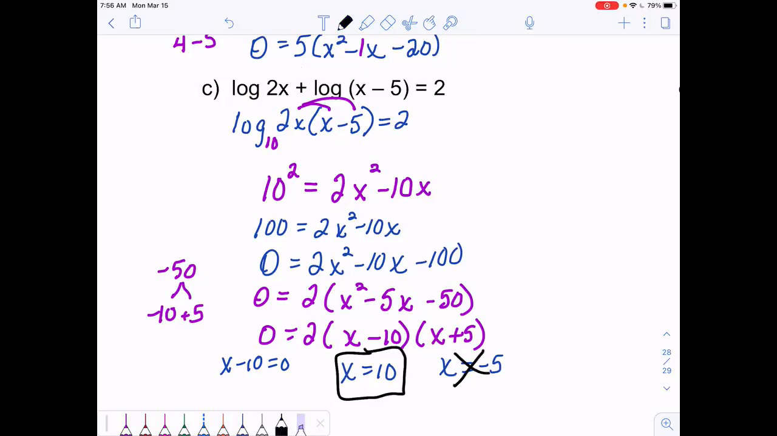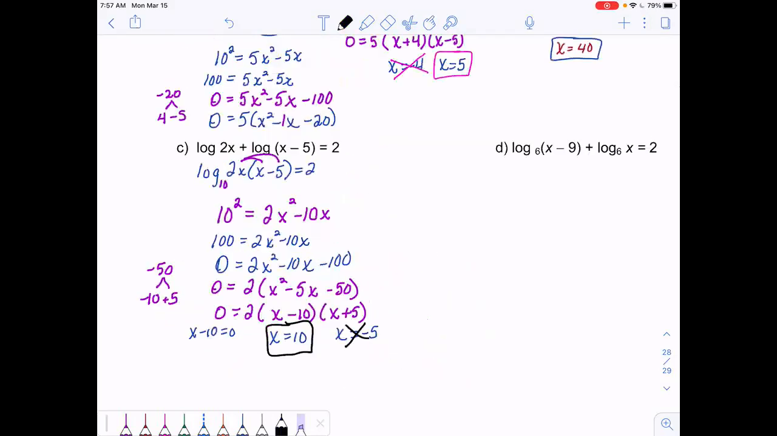We should check the 10 as well, but if I check 10, 2 times 10 is 20, so that's okay. That's not 0 or negative. 10 minus 5 is 5. So again, that one works okay. So going back to the original and just doing a quick check. Questions?